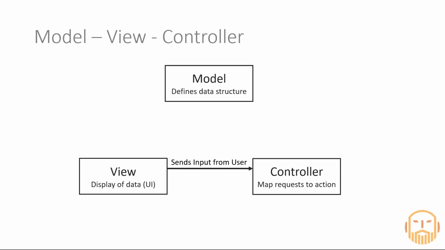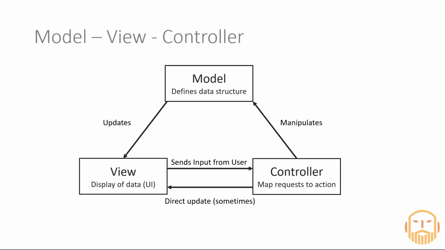So the way it works, requests will come from the view, so a user sending input to the controller. The request will be mapped to an action, and then the controller will manipulate a model as a result of that action. And then the model will update the view. Now, occasionally the controller will directly update the view, but for the most part it's driven from the model. And that's how the three components interact.